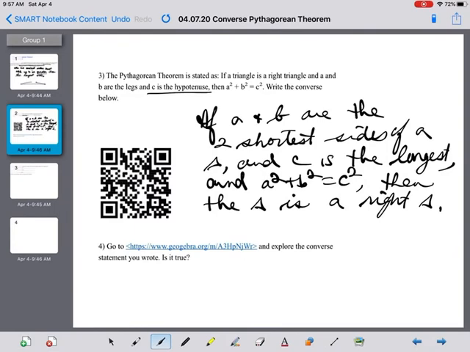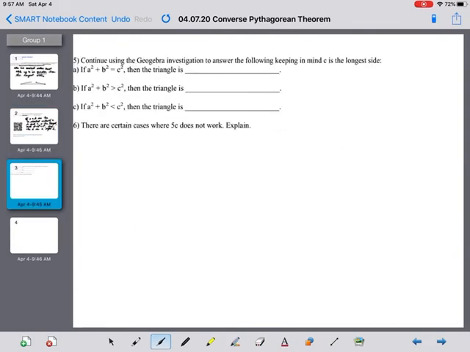So let's fill in the blanks. If A squared plus B squared equals C squared, then the triangle is right. If A squared plus B squared is greater than C squared, the triangle is acute. And if A squared plus B squared is less than C squared, the triangle is obtuse.